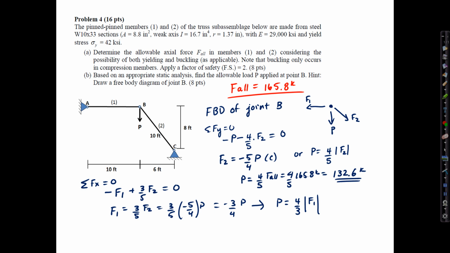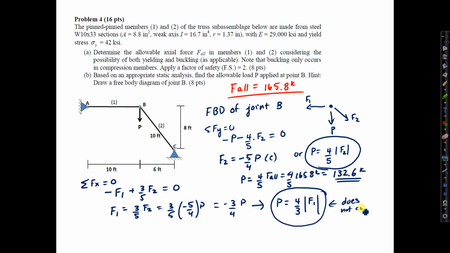Okay, now here is where I'm going to compare the two of these guys, 4/5 F2 or 4/3 F1. F1 and F2 both have the same allowable load. Okay, the smaller value of P is going to be the controlling value. P equal to 4/3 of F allowable, 4/3 of 165.8, is definitely larger than 4/5 times 165.8. So I can see this one does not control.